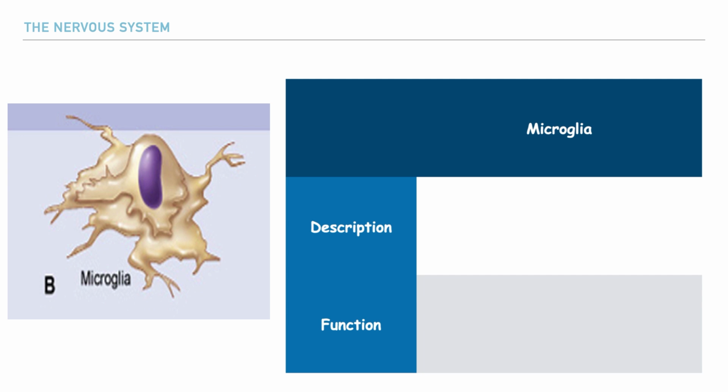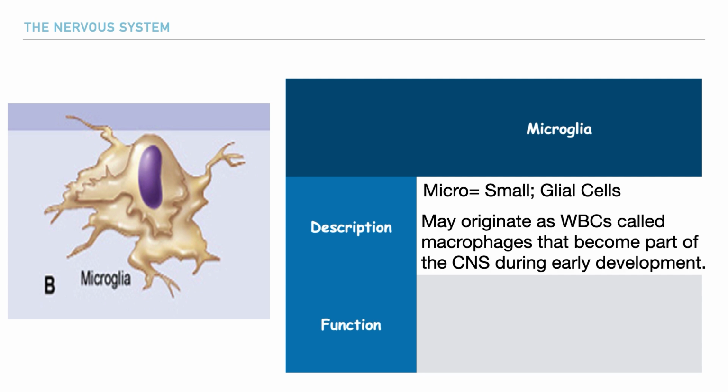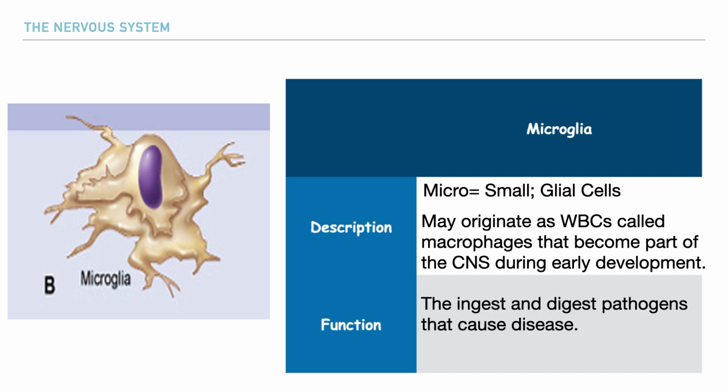Next on our list is microglia, and based on the term alone, we can understand that micro means small, so we essentially have small glial cells. What's unique here is that these glial cells begin as white blood cells, specifically macrophages, and within their development, they become part of the central nervous system. And now that we have that background, it makes sense that because these glial cells started off as white blood cells, that they would provide some protective support or mechanism to the body. And that's exactly what they do. They function to ingest and digest pathogens that cause disease within the body.